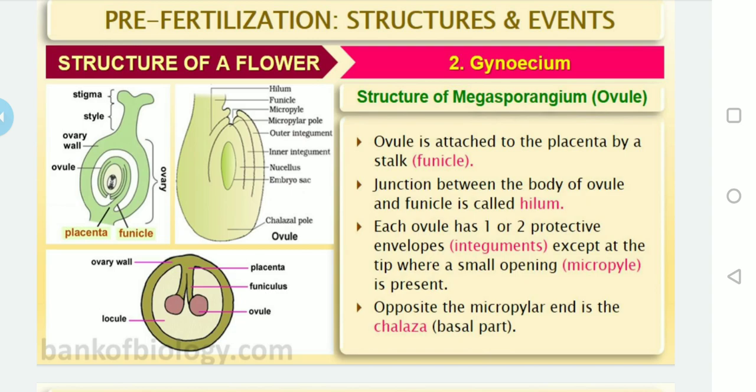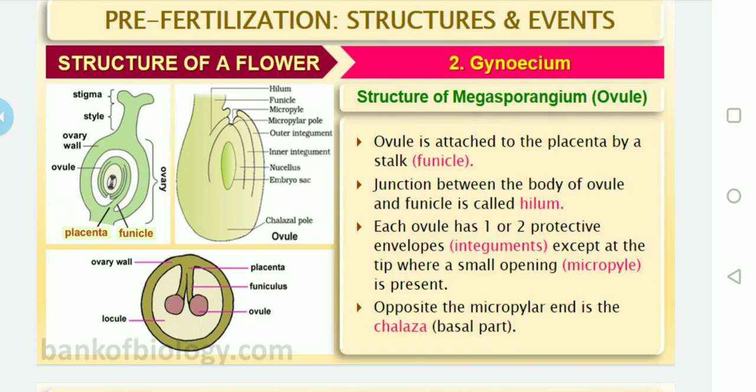The ovule is attached to the placenta by a stalk-like structure called the funicle. The junction between the body of the ovule and the funicle is called the hilum. Each ovule has one or two protective envelopes, that is, integuments. As I told you last year, there are two layers, the inner integument and the outer integument. Except at the tip, there is a small opening known as the micropyle, where the pollen tube moves towards the ovule.